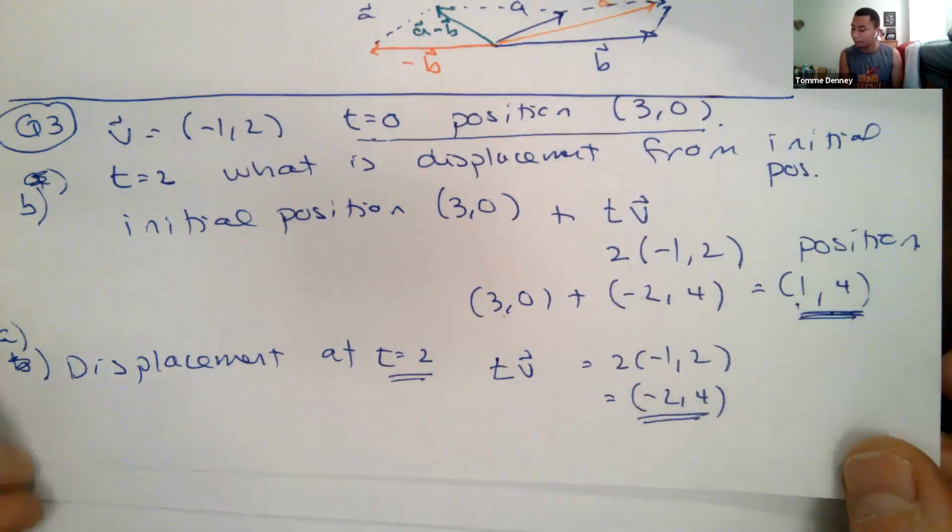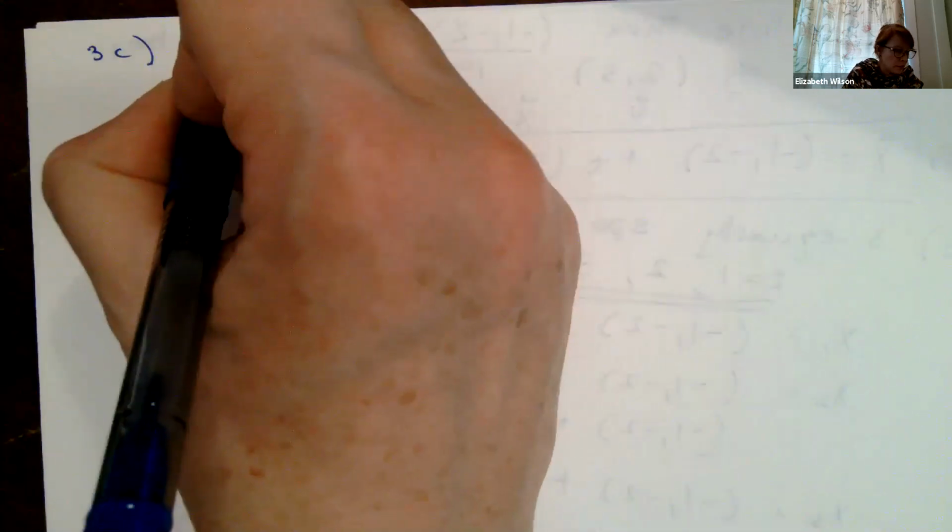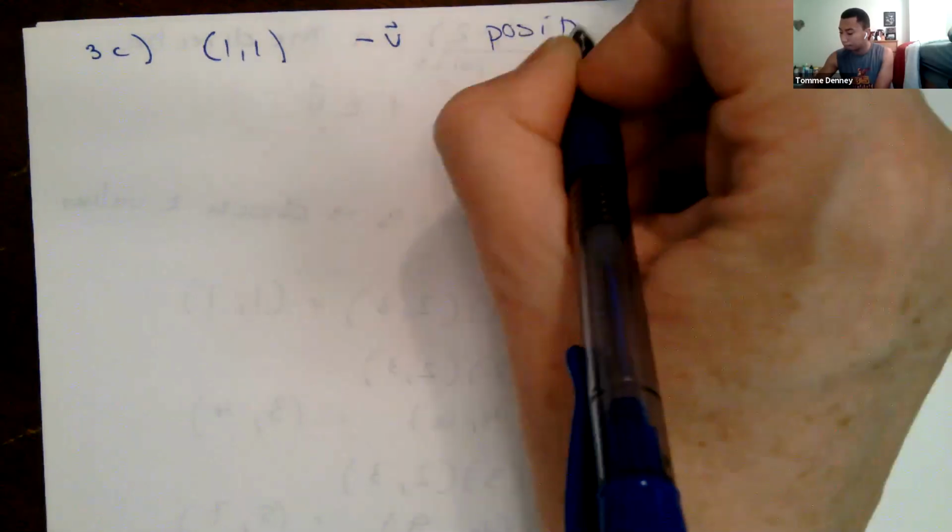Okay, great. So this is the same question. This is 3. Okay, so 3C says, suppose there was another object initially at 1, 1. It travels at a constant velocity, minus v, okay? Find its position at time t equals 2, okay?